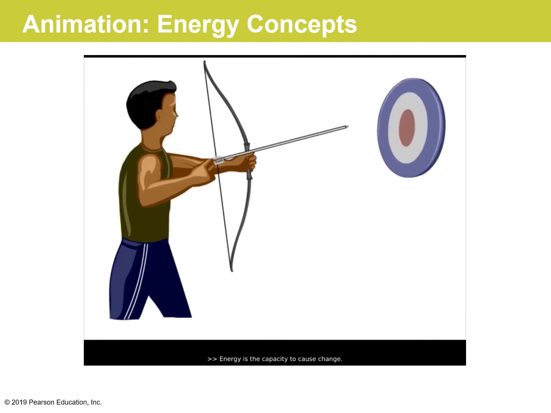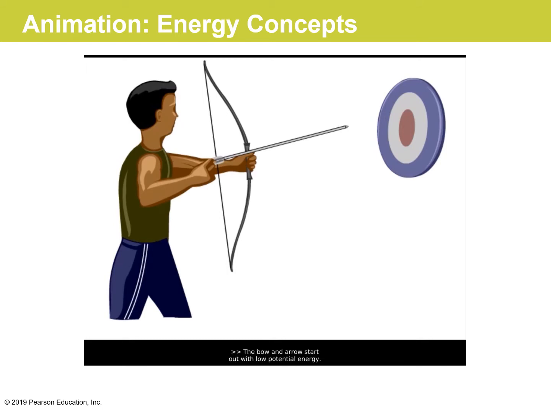Energy is the capacity to cause change. Kinetic energy is the energy associated with motion. Energy that is not kinetic is called potential energy, and is energy that matter possesses because of its location or structure. Energy is neither created nor destroyed, but converted from one form to another. This property is called the conservation of energy.